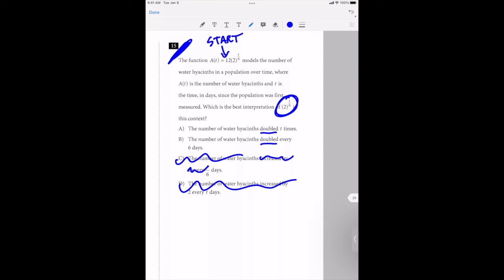And it's not just a straight t times, because after 6 days, I get 6 over 6, which is 1. So 2 to the first power, every 6 days, it's only going to double once. And so that looks to me like answer choice B, not answer choice A.